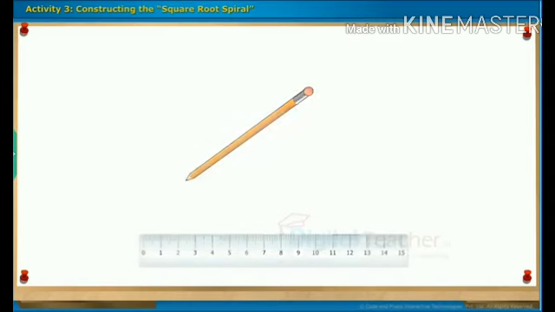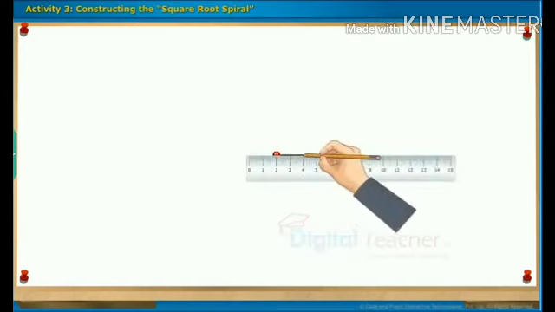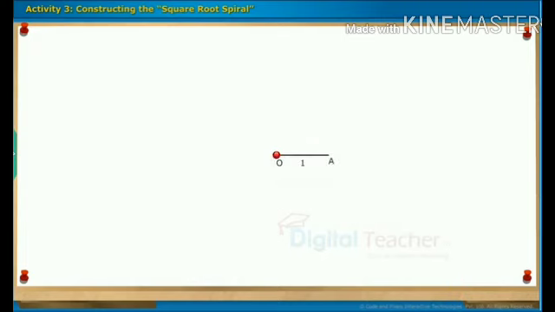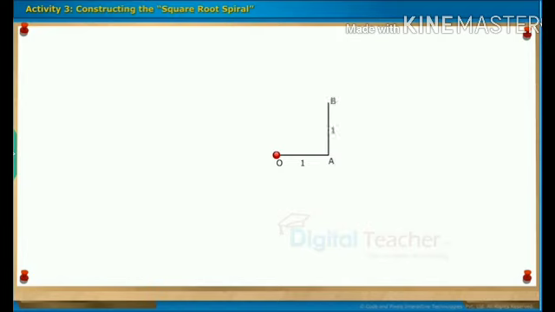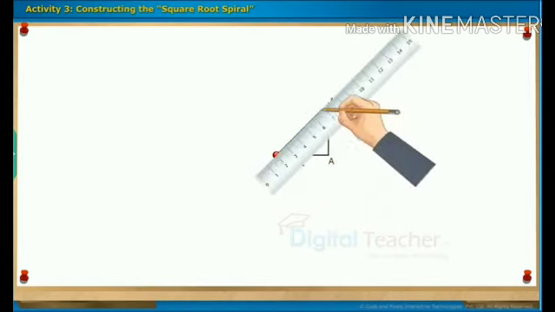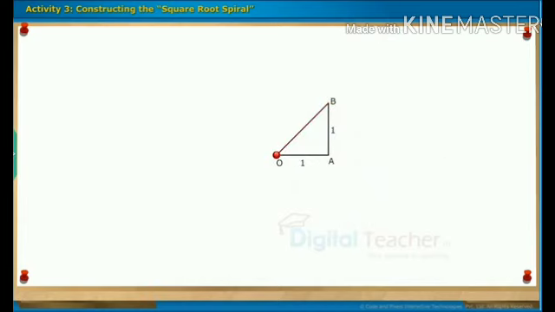Let us do an activity on constructing the square root spiral. Take a large sheet of paper, pencil and scale. Mark point O on it and draw a line segment OA of 1 unit length. Now draw a line segment AB perpendicular to OA of same 1 unit length. Joining OB, using Pythagoras theorem, we know the distance OB is equal to root 2.